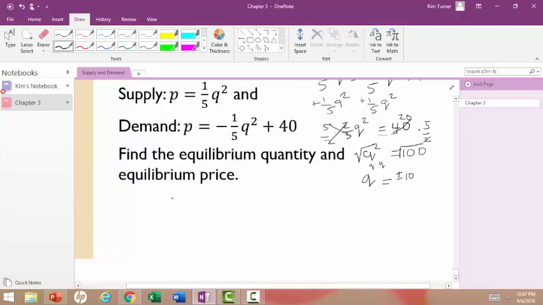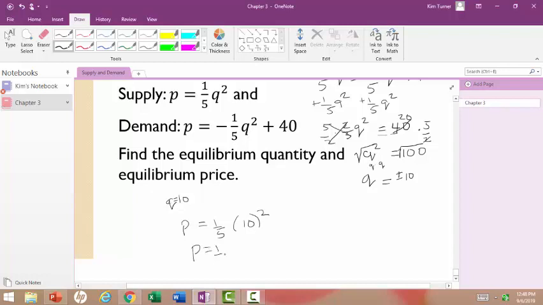So if the equilibrium quantity is 10, I can find the equilibrium price by plugging 10 into the supply equation or the demand equation. I'll choose the supply equation because it looks easier. I have P equals 1/5 Q squared, which is 10 squared, and when I square 10, I get 100.